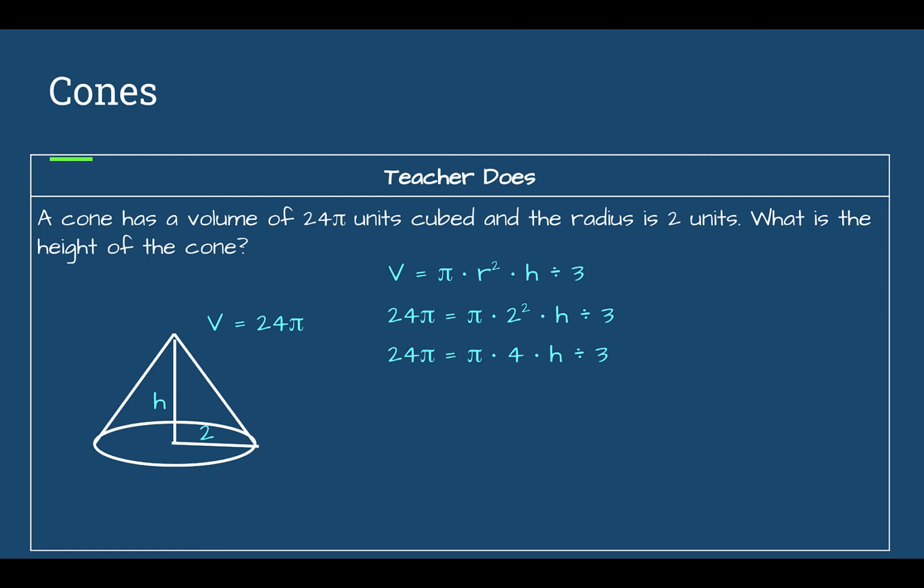So 2 to the second power was 4. Now, to get H by itself, I would need to multiply both sides by 3, divide both sides by 4, and then divide both sides by pi. What I end up with is the height is 18. To double check this, we could substitute 18 back into the original formula with 2 as our radius, and we can see if we come up with 24 pi as our volume. If we do that, yes, that's what we get. So 18 is our height.